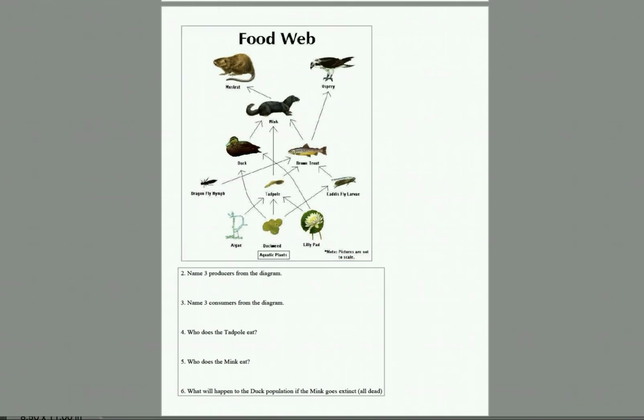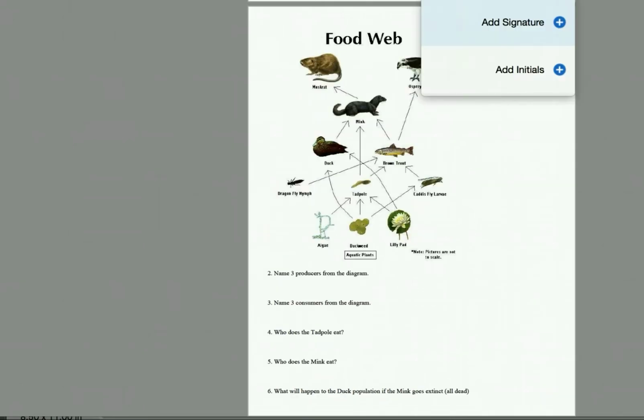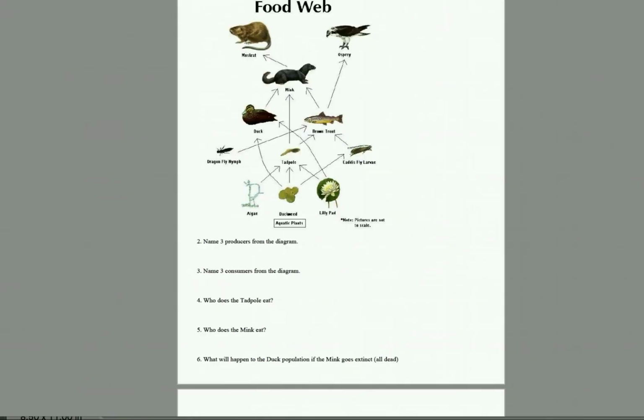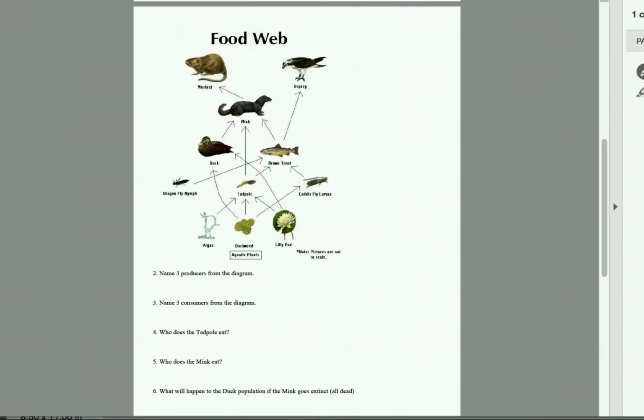Let's see. I want to draw. How do I draw? Nope. Sorry, guys, give me 1 second. Maybe I can edit this out. Comment, perhaps.